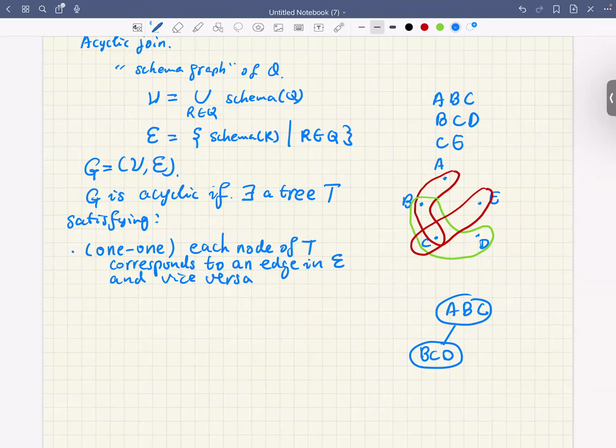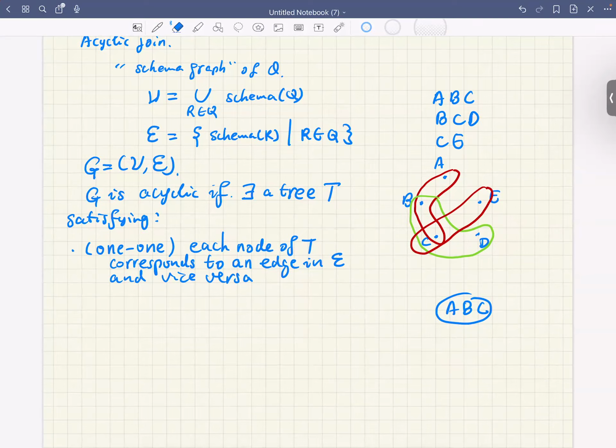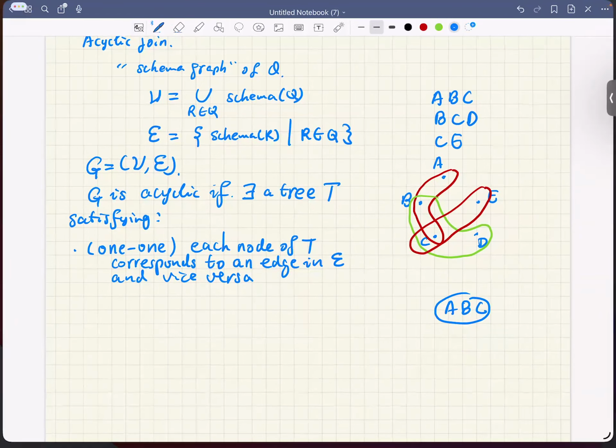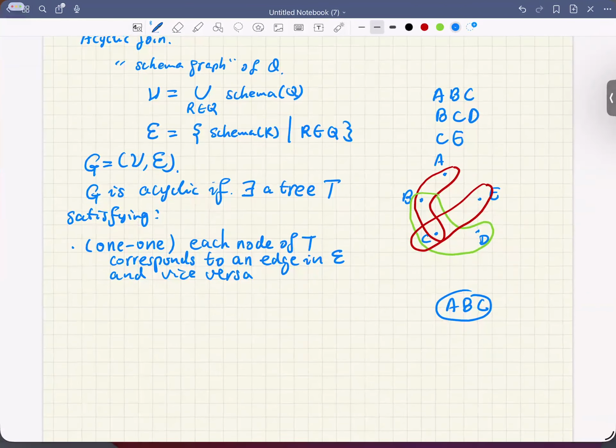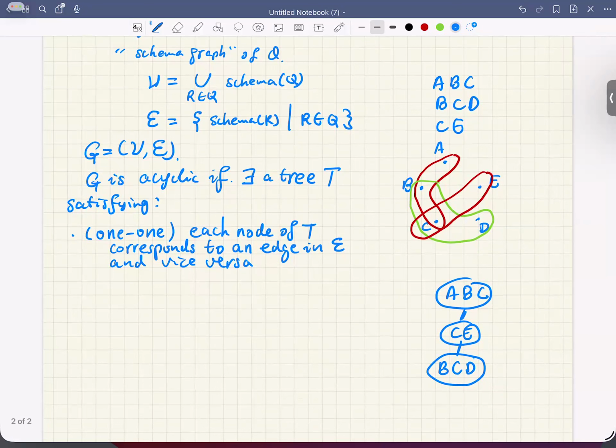Okay, so you could say something like this. CE, and then you have BCD. Okay, so this will be fine. Now you have a tree satisfying the 1-1 correspondence properly. Okay, 1-1 property. All right. However, there were two conditions in total. There's another condition coming up.